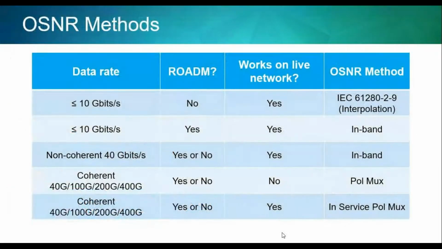So in terms of the OSNR methods, the table here really gives you an idea of how to interpret that. Let's say you're 10 gig and below, you have to consider, are there ROADMs in the system? If there aren't, well, is it a live system or not? Doesn't really matter. You can use the interpolation method defined by the IEC, okay? If there is a ROADM, then you'll need to consider what we call an in-band methodology. So you need to make sure that the OSA is able to perform in-band OSNR calculation.